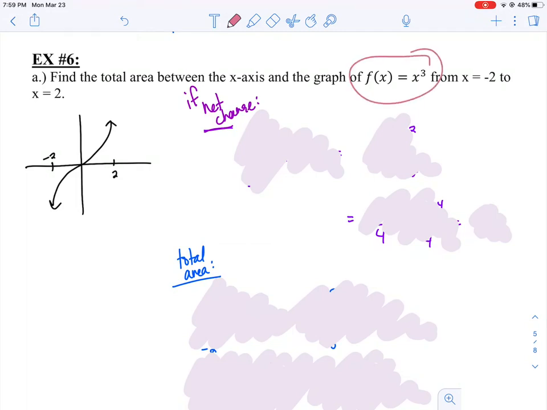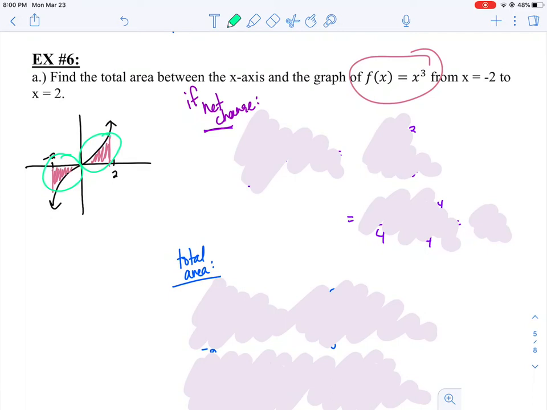In this one, they didn't give us a picture, so I actually drew the picture. At this point, you should know what an x cubed graph looks like, and so I know that it kind of looks like a little snake, and so you should have the same idea on your picture. I know that I want to go from x equals -2 to +2, and I want to find the total area between the x-axis and the graph. And so now, if I'm looking for total area, I'm looking for all of this amount plus all of that amount.